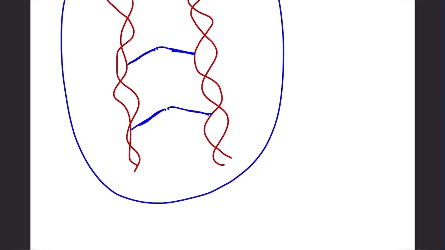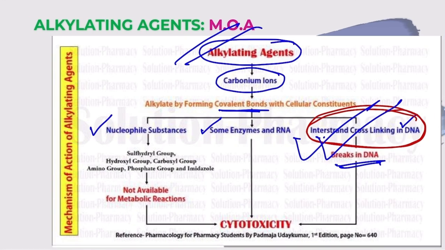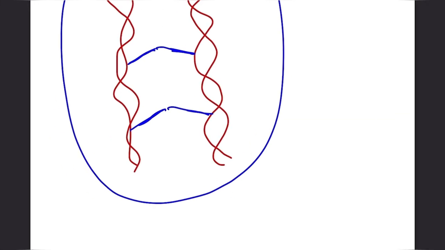Okay, now you have to remember one important thing: the specific point where these alkyl groups bind. Not alkylating agents, because alkylating agents form carbonium ions, and carbonium ions provide alkyl groups. These are alkyl groups. The specific part of the DNA is known as the N7 position of guanine.